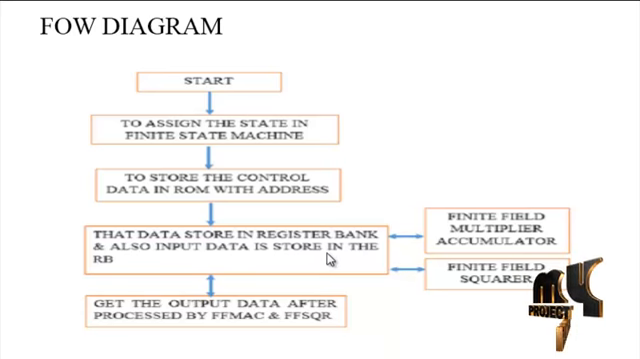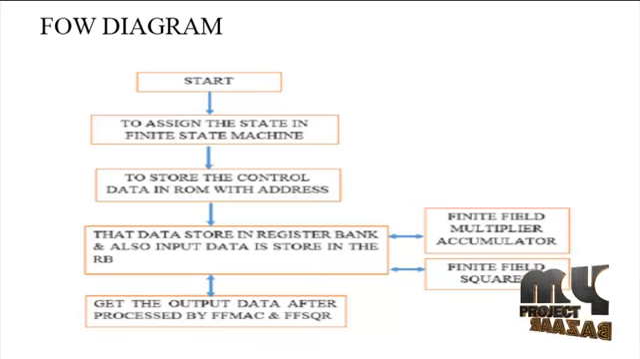That input data is split into two. One part is fed to the finite field multiplier accumulator, and the other is fed into the finite field squarer. The finite field multiplier accumulator has several blocks such as multiplexers, adder and multiplier. After processing, the data is again fed into the register bank, and the same process is done in the finite field squarer. The data is again fed into the register bank, and the output data is obtained as per our requirement.